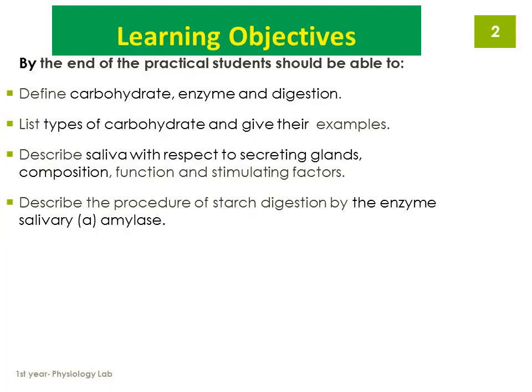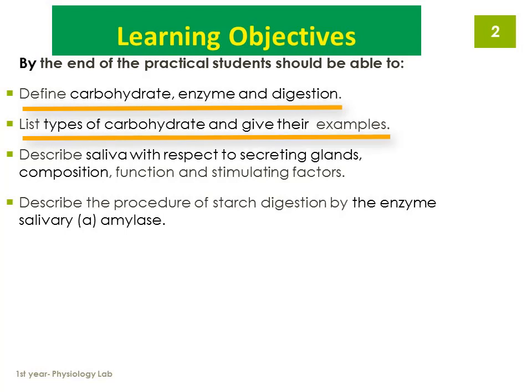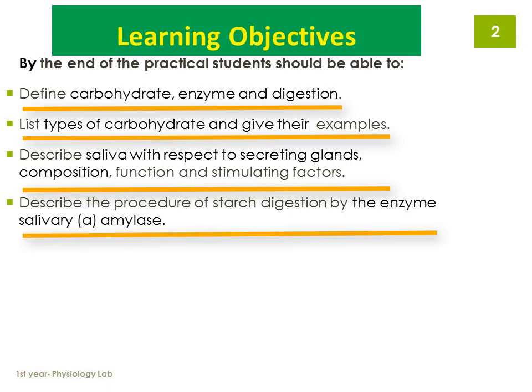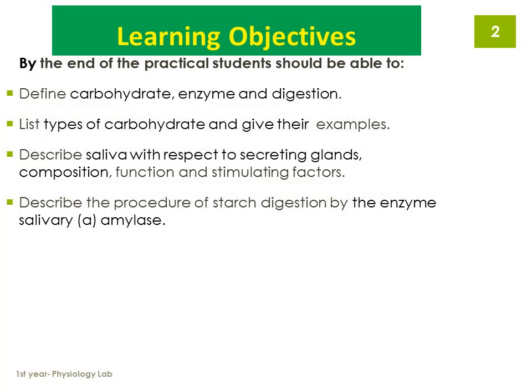By the end of the practical, students should be able to: 1. Define carbohydrates, enzymes, and digestion. 2. List types of carbohydrate and give their examples. 3. Describe saliva with respect to secreting glands, composition, function, and stimulating factors, and describe the procedure of starch digestion by the enzyme salivary alpha amylase.